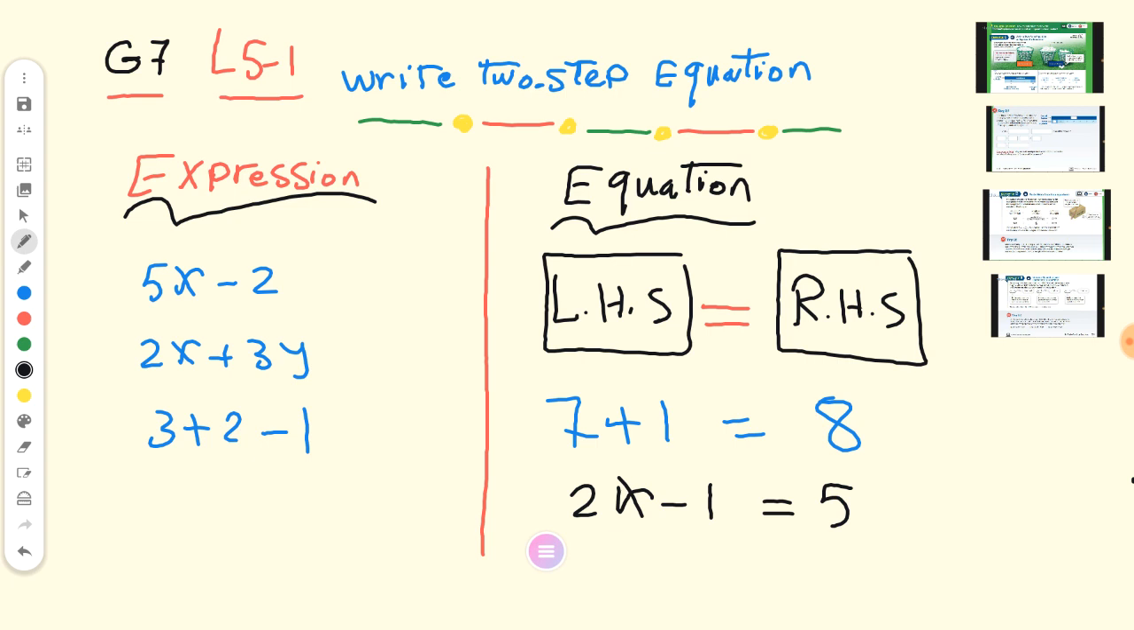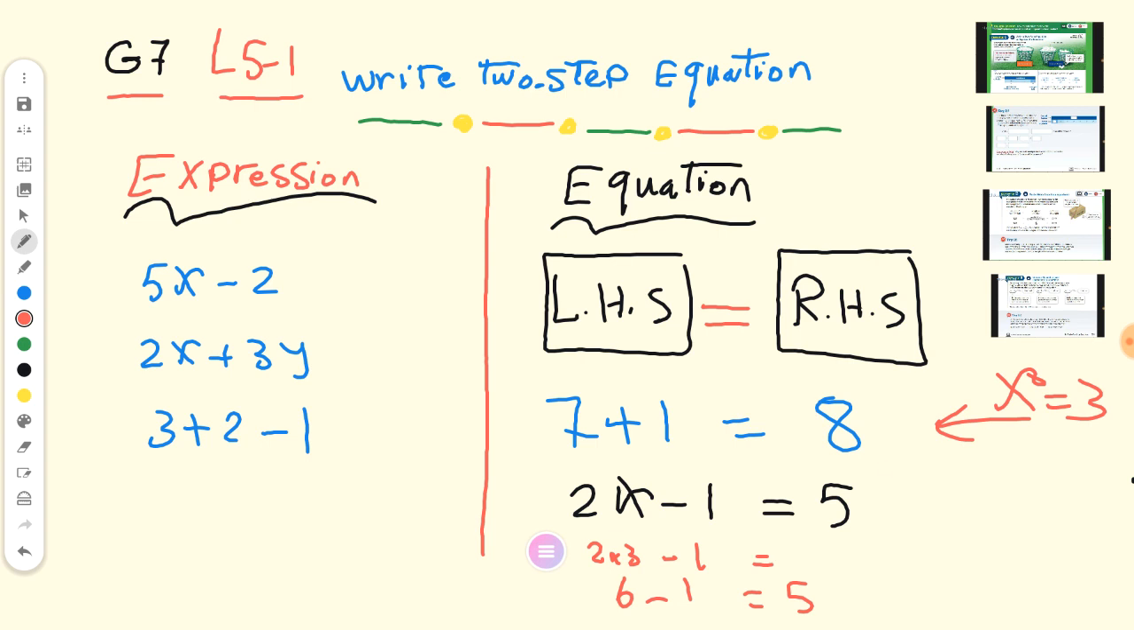Actually, to make sure that it's an equation, let's find something. What number should I put instead of x to make the left-hand side equal the right-hand side? What multiplied by 2, minus 1, gives us 5? I think it's 3. If I put x equals 3, it will be 2 multiplied by 3 minus 1 equals 5. Yes, 6 minus 1 equals 5. So this equation is true when x equals 3. But I don't care about the solution now.